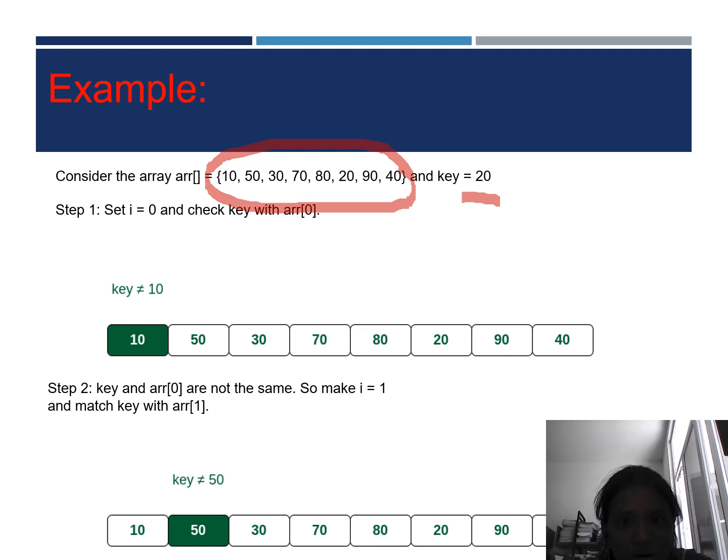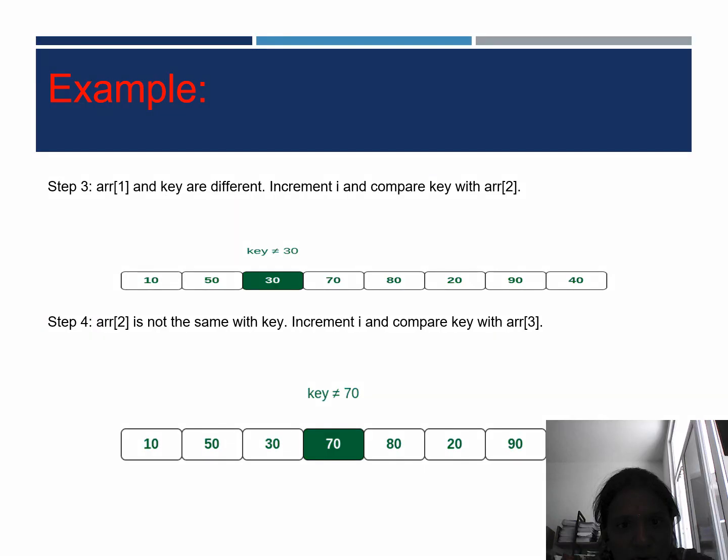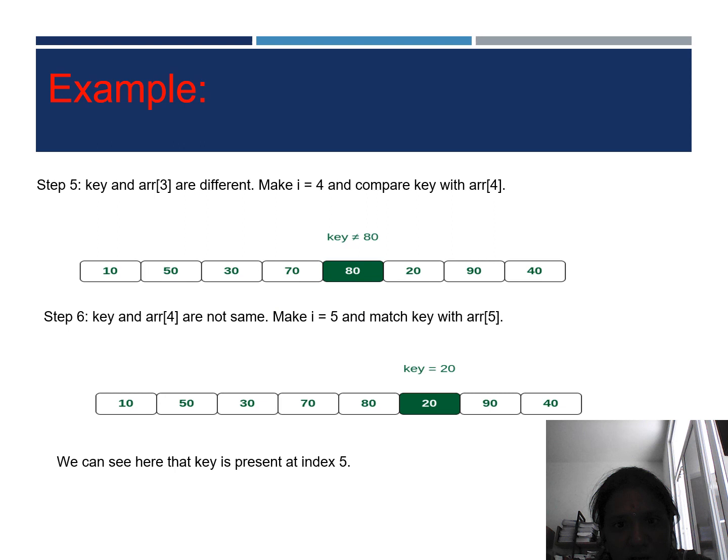So as per our algorithm, sequential search starts from index value 0, that is I is equal to 0, the first element. So it starts from 10. Does 10 match 20? No. So it is incremented to the next value, I plus 1, that is 50. Is 50 equal to 20? No. So next it will check the next. It increments to 30, that is index position 2. Is 30 equal to 20? No. Then it moves to index position 3. Is 70 equal to 20? No. So it moves to the next position, 80.